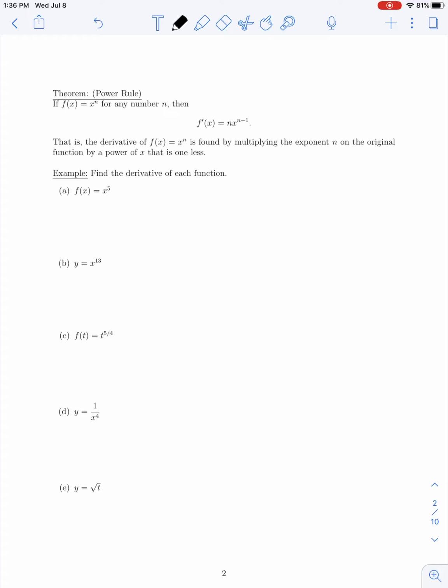Now the next rule that we'll talk about is one which we'll use probably most frequently, and is called the power rule. Now the power rule says if we have a function of the form f of x is x to the n, where n is any real number, then the derivative of that function, f prime, is given by n times x to the n minus 1. So that is, the derivative of x to the nth power is found by multiplying the exponent n on the original function by a power of x that is 1 less.